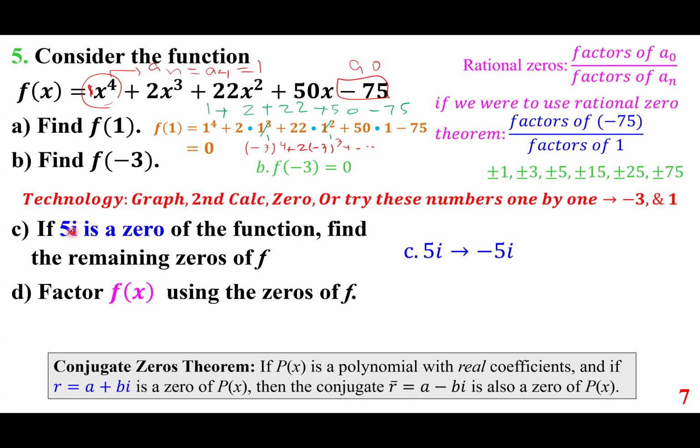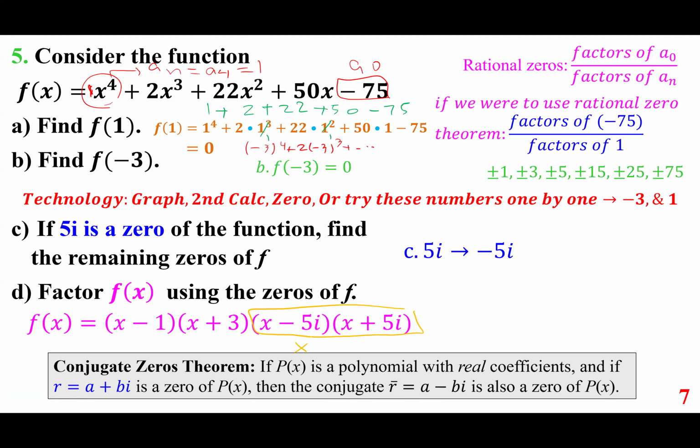And now factor f of x using zeros of f. So we're going to write f of x is equal to x minus 1, x plus 3, x minus 5i, x plus 5i. And it's important to know this is x squared plus 5 squared. I hope you remember a minus bi, a plus bi is a squared plus b squared. So we have x minus 1, x plus 3 times x squared plus 25. This is how you write the factored form, you can't leave it like that with the complex number.